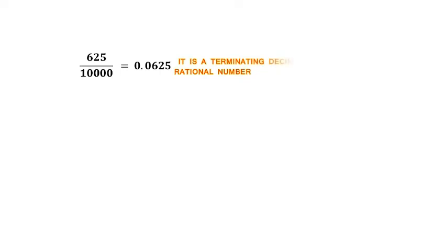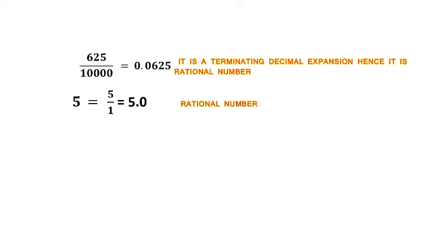A rational number can be represented as a terminating decimal expression or a non-terminating and repeating decimal expression. 625 divided by 10,000, we get 0.0625. This is a terminating decimal expression. Next, 5 is a whole number. It can be written as 5 divided by 1, in the form of p by q. Hence, it shows that all whole numbers are rational numbers.